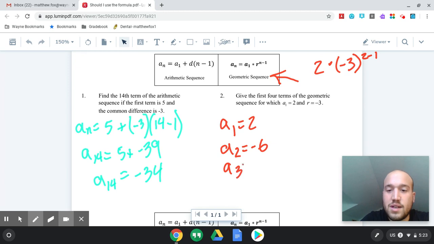Instead, if it's a geometric sequence, we know it's just multiplying by that common ratio, which in our case is r equals -3. So if we multiply it again, negative times negative becomes positive. 3 times 6 gives us 18.